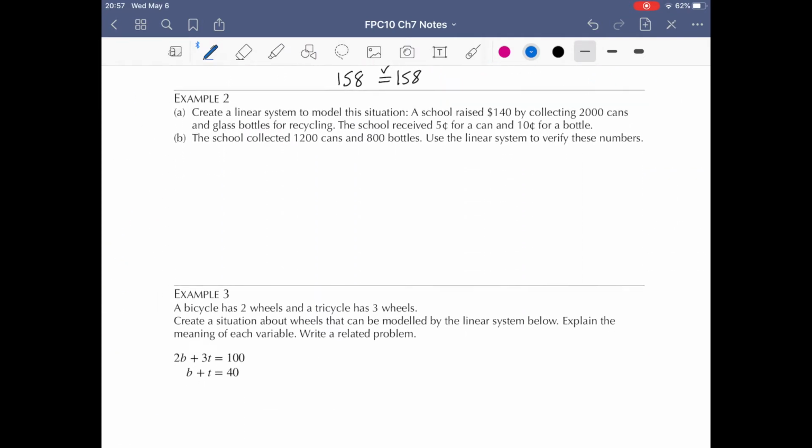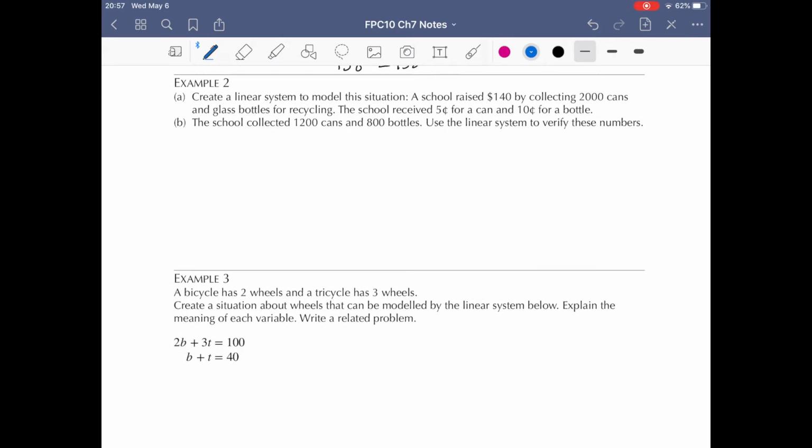Example number 2, create a linear system to model this situation. A school raised $140 by collecting 2,000 cans and glass bottles for recycling. The school received 5 cents for a can, 10 cents for a bottle. So, we're going to create our linear system. Step 1, define variables.